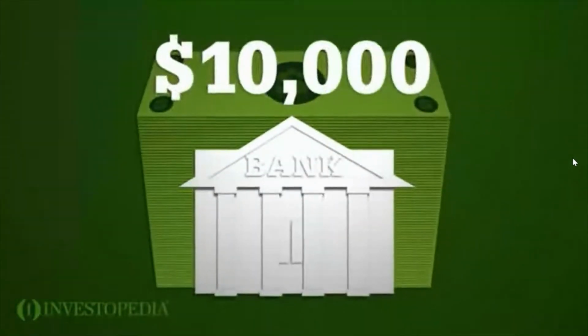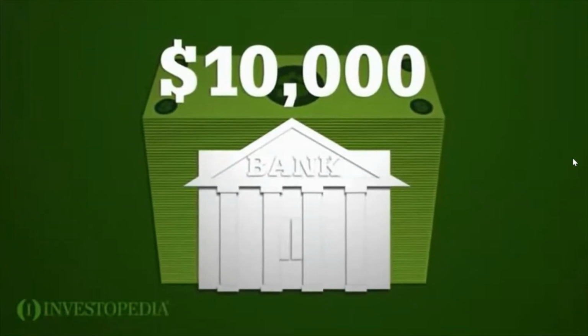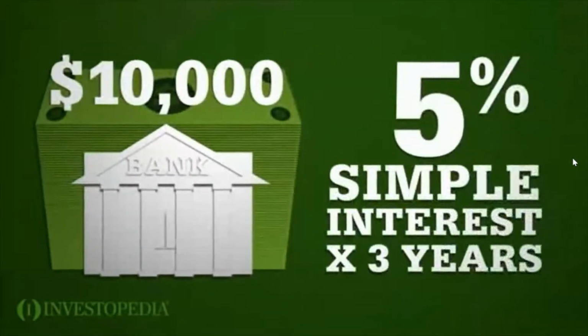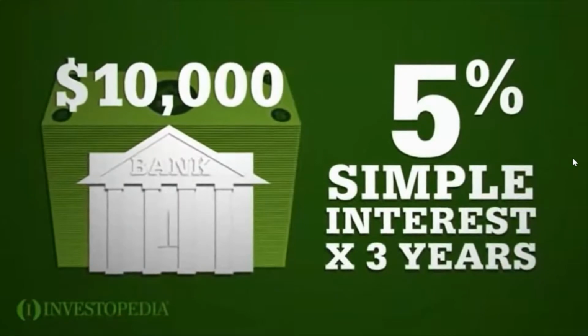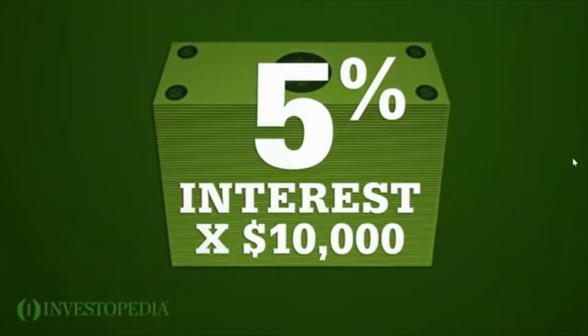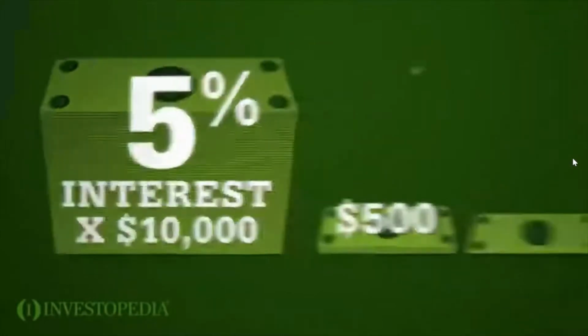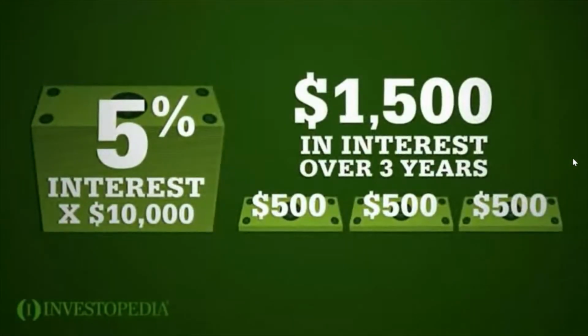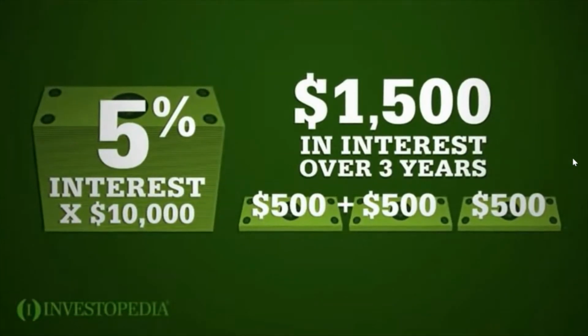Suppose you deposit $10,000 into a high-interest savings account at a 5% simple interest rate for 3 years. The interest you earn each year is 5% times $10,000, which equals $500, for a total of $1,500 of interest at the end of year 3. $500 plus $500 plus $500.